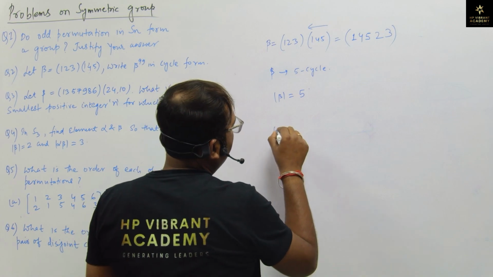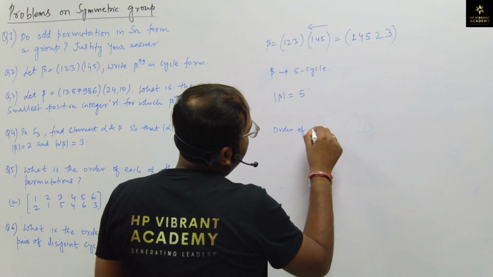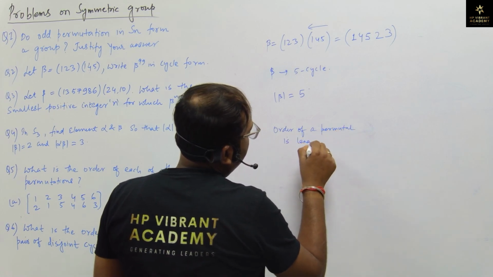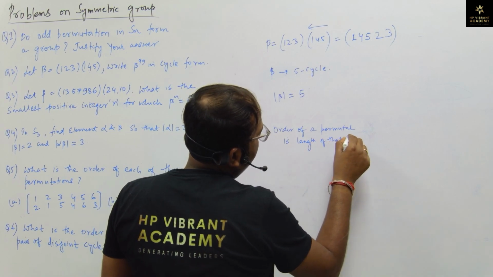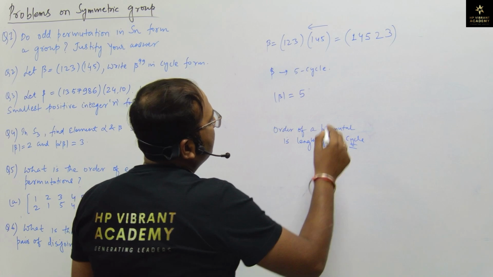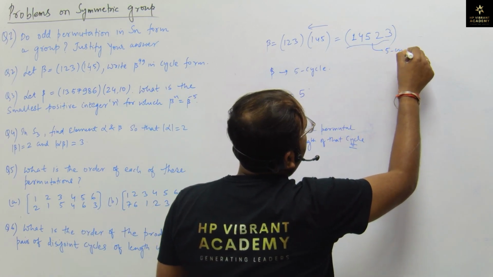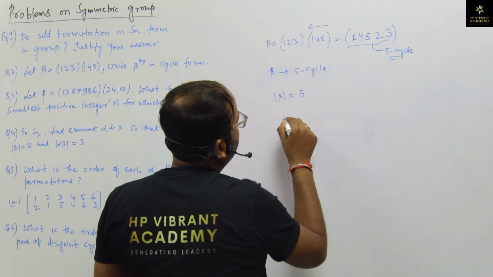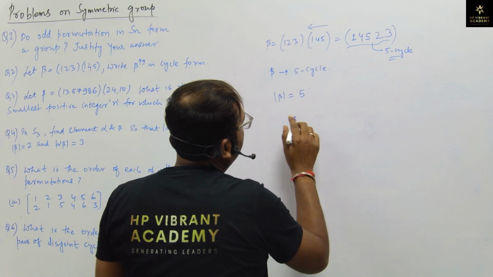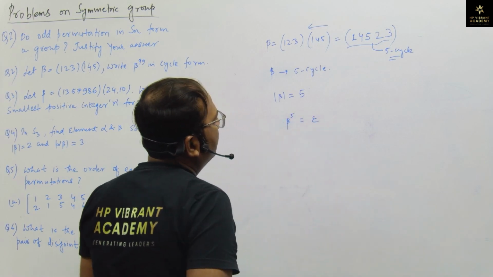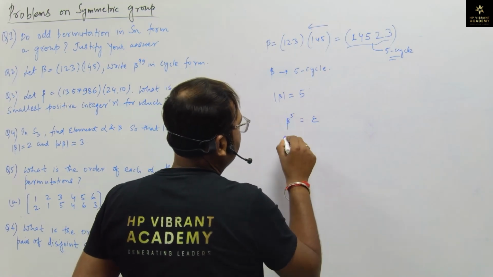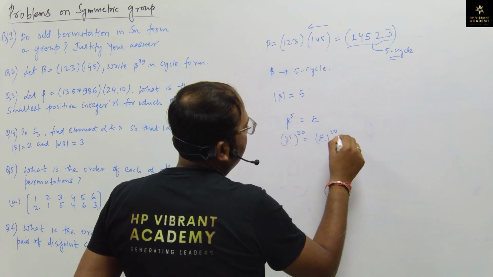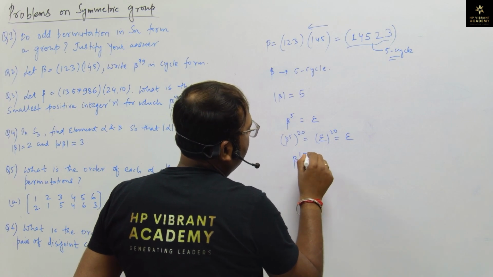We have studied that the order of a permutation is the length of that cycle. Here this is a 5-cycle, so the length of beta is 5, so the order of beta is 5. This means beta to the power 5 is identity. So let us apply a power of 20. Beta to the power 20 is equal to identity to the power 20, which is nothing but identity. So beta to the power 100 is equal to identity.